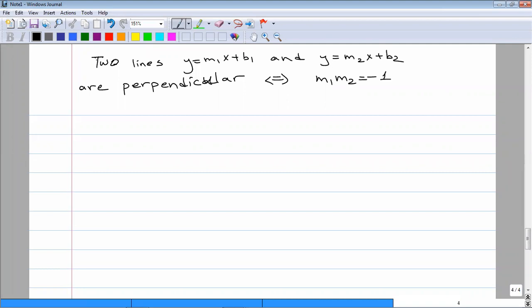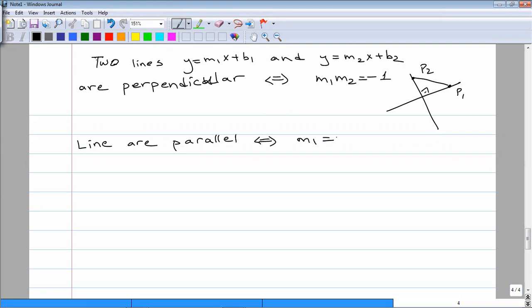If the lines are perpendicular, then you take one point on one line and another point on the other line. So you have a right triangle, and using the distances, you can use the Pythagorean theorem to see that the product of the slopes must be -1. Now, lines are parallel if and only if their slopes are the same.